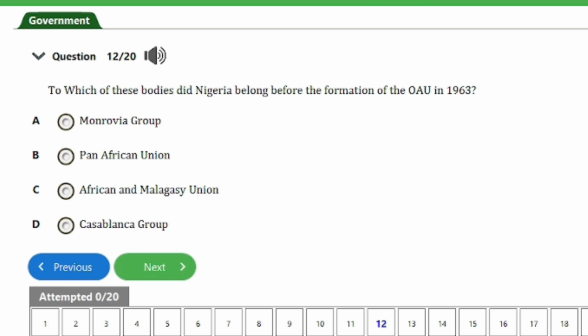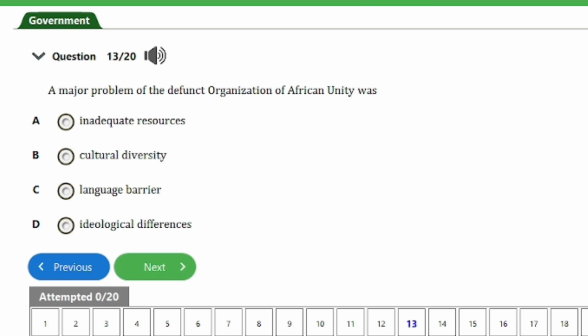So let's consider the next question together, guys. So guys, the next question here is question number 13. It says, a major problem of the defunct Organization of African Unity was A, inadequate resources, B, cultural diversity, C, language barrier, D, ideological differences. So guys, the answer to this question is option D, that's ideological differences, and that's it for this question.